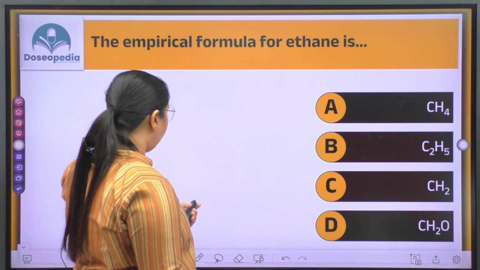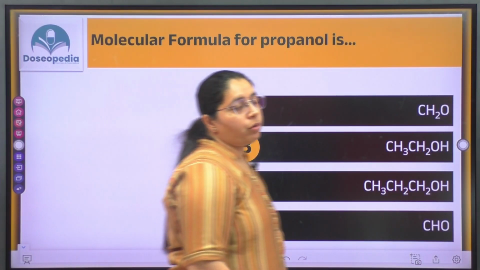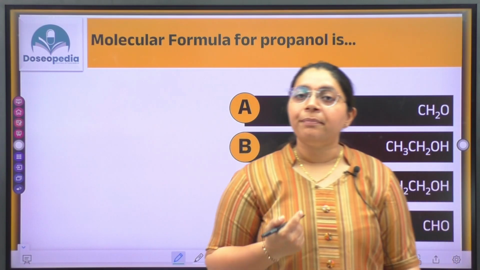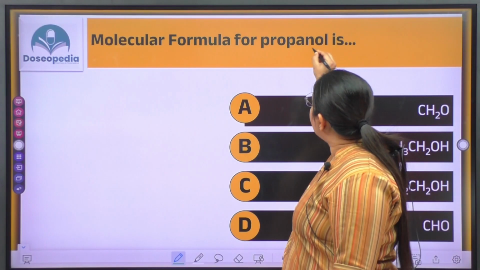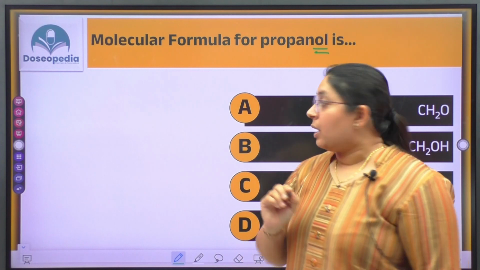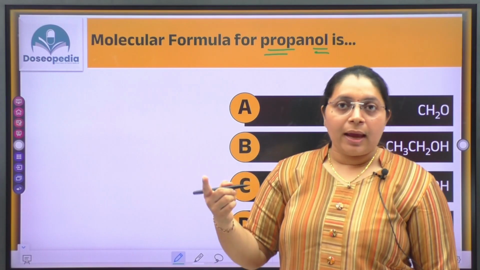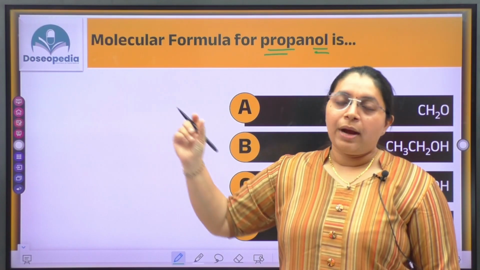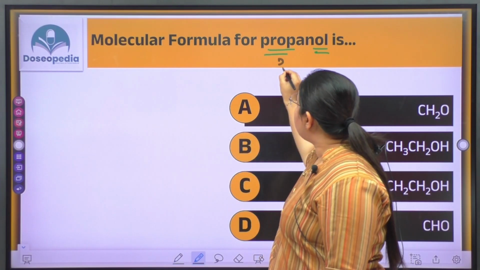Now, the next question is the molecular formula for propanol. Now what is this propanol? This is again a new name. Propanol is an alcohol, as you have the suffix ol, which represents alcohol, plus you have prop as a prefix. As in ethane, eth is the prefix, meaning the number of carbons is 2, in the case of prop, the number of carbons will be 3. So here the number of carbons is 3, right?